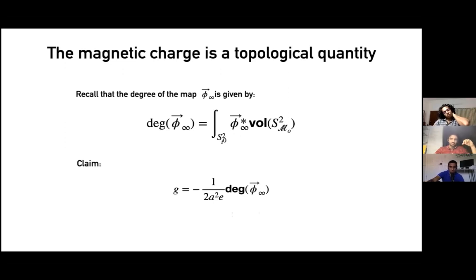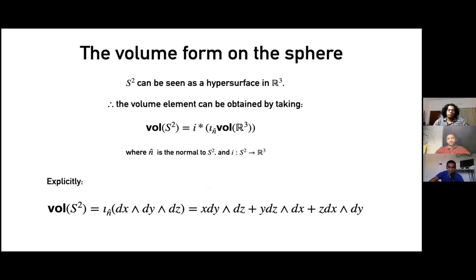And the reason for that we'll go into, right? So S2 is a hypersurface in R3, right? And so really the volume form is given by taking the pullback under the embedding of the contraction with respect to the normal of the volume of R3, right? So this all sounds very neat and geometrical, but explicitly it just means that if I took the contraction of the normal with dx wedge dy wedge dz, I would get the volume form on the sphere, which is x dy wedge dz, y dz wedge dx plus z dx wedge dy.